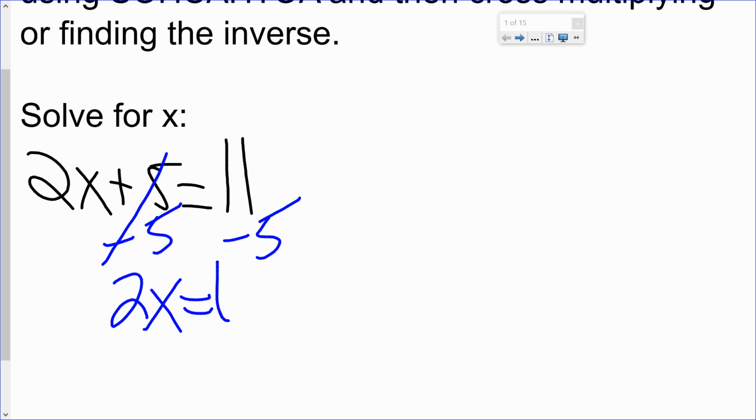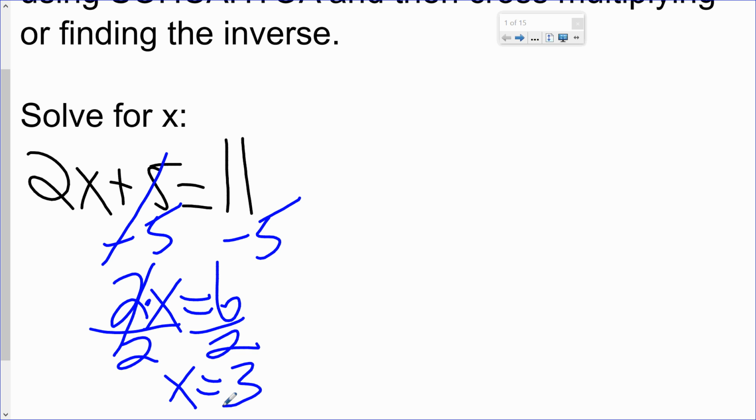Next, I need to get rid of the 2. Well, since I'm multiplying it, I do the inverse of multiplication, which is division, to get that to cancel out. The inverse operation makes something cancel out.